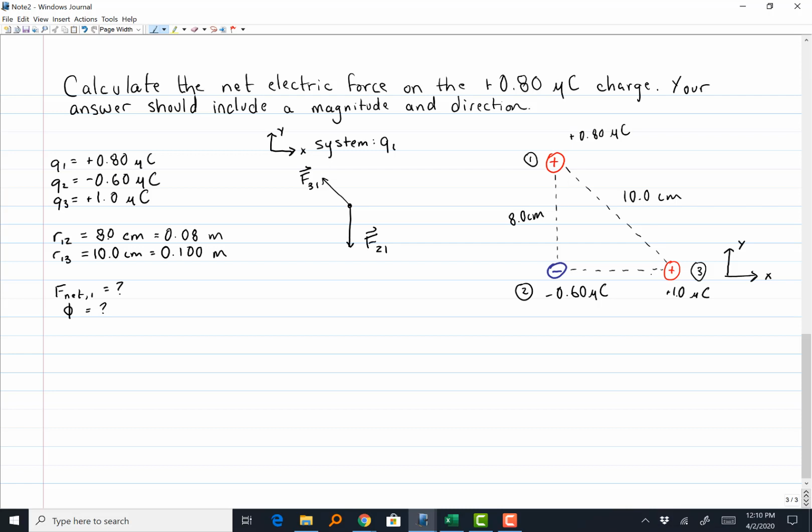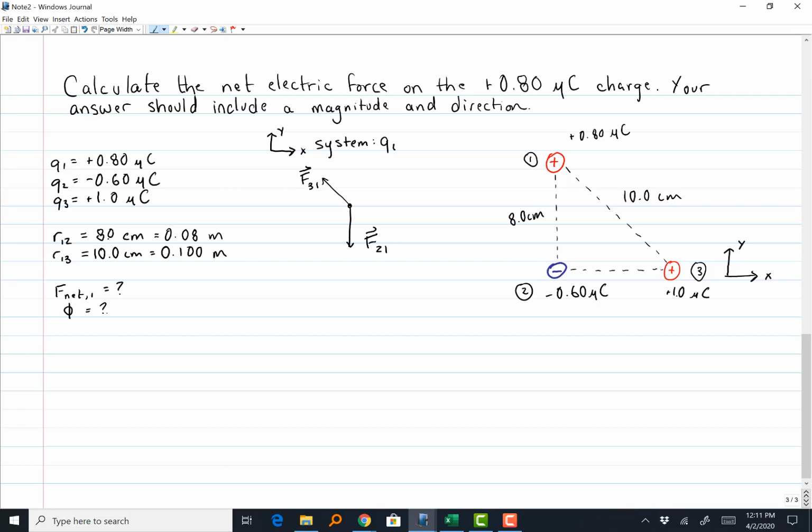So we've got this force that's at an angle, force 3-1, and we need to know something about that angle in order to find the net force in the x direction and then the net force in the y direction, so that we can ultimately get to the net electric force, F net 1, as well as the direction. That direction will be an angle in this case, rather than simply positive or negative in a certain direction, because it's going to be in both the x and the y directions.